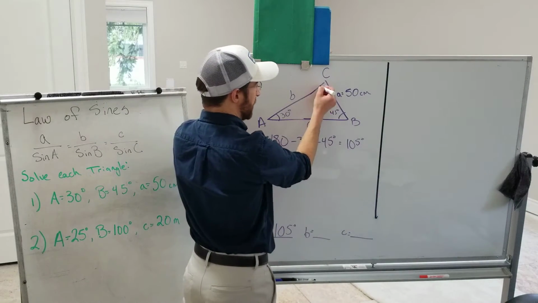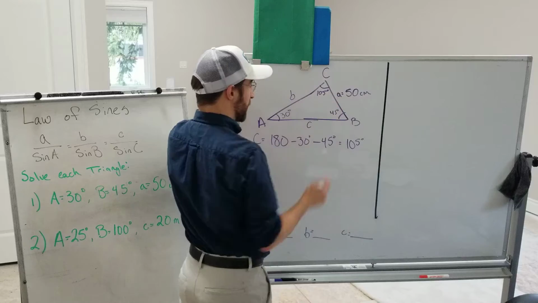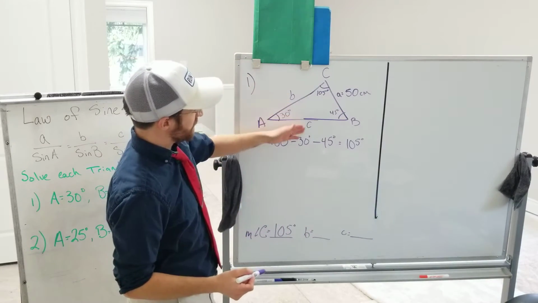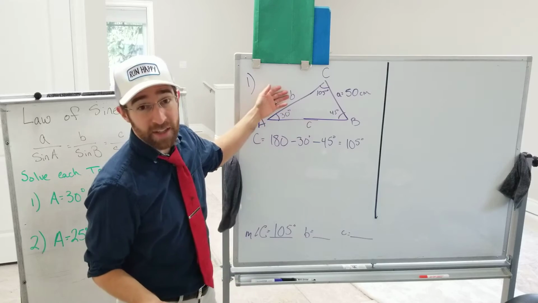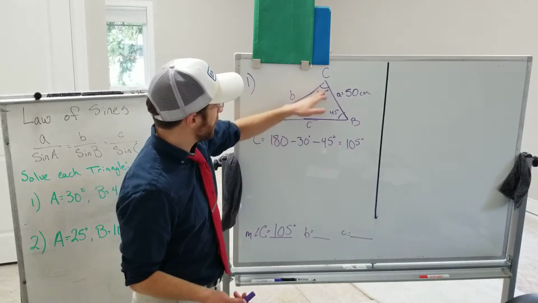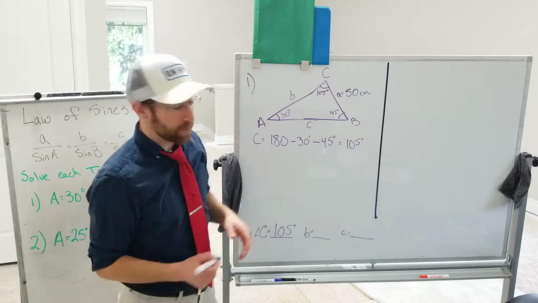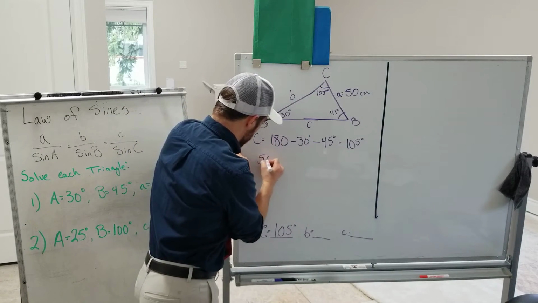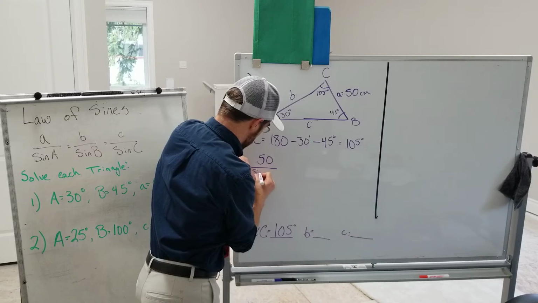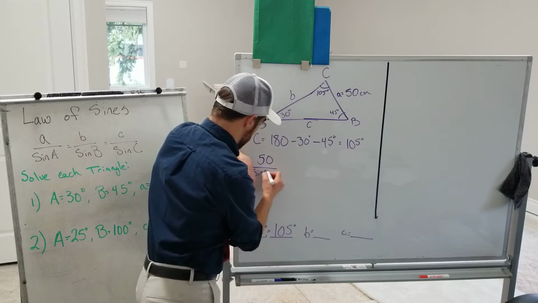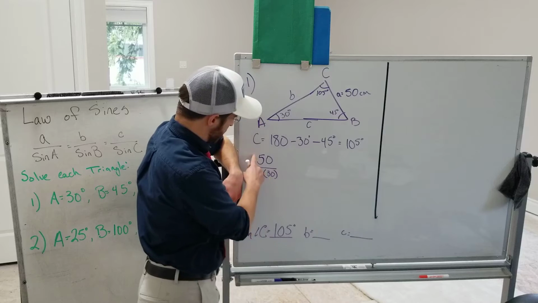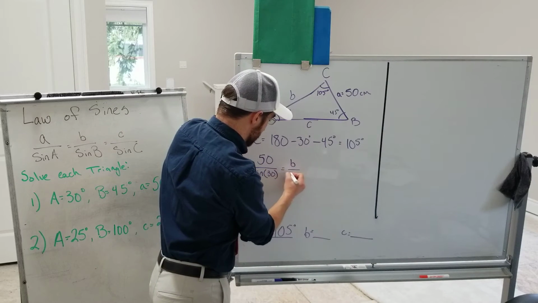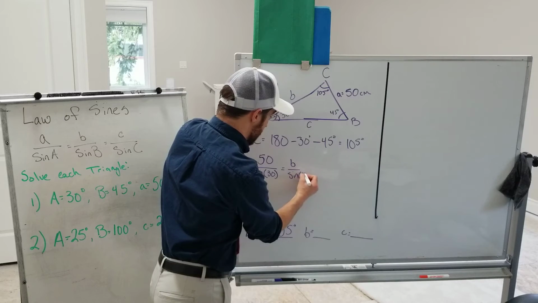So I'm just going to put that in our diagram here. Now I can go about finding side length B and side length C. I could have already found side length B because I know the angle opposite, but now I know the angle opposite C, so I can find that as well. To find side length B, I'm going to set up what I know from the Law of Sines. I've got 50 divided by sine of 30 equals B divided by sine of 45.